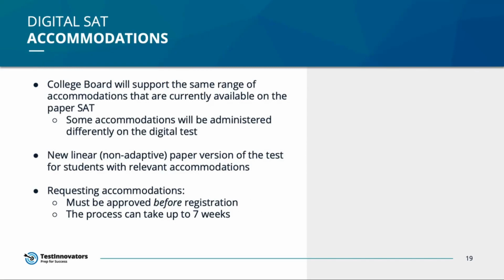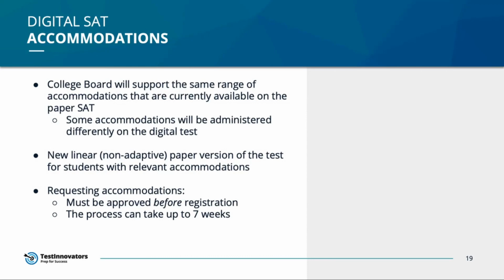So accommodations. College Board will continue to support the same range of accommodations that are currently available on the paper SAT. But some of these accommodations will be administered differently on the digital test. For example, if you are a student who needed a large print test in the past, there's a zoom-in feature that you can use on the digital test. There's also a new linear, non-adaptive paper version of the test for students with relevant accommodations.